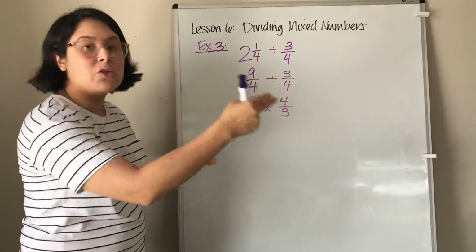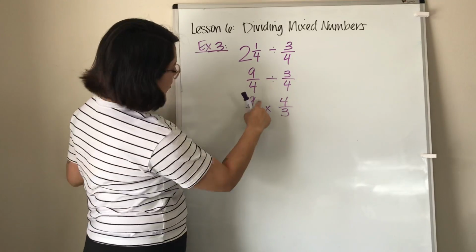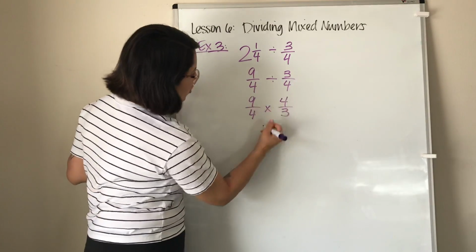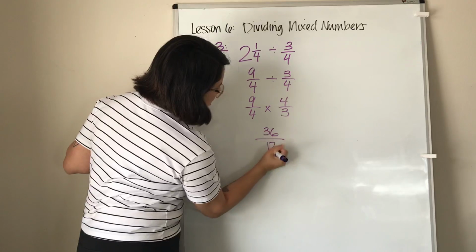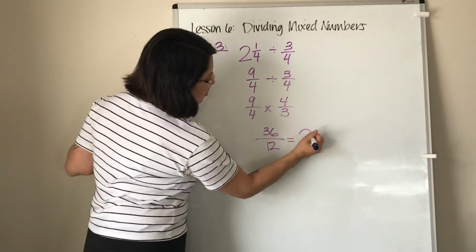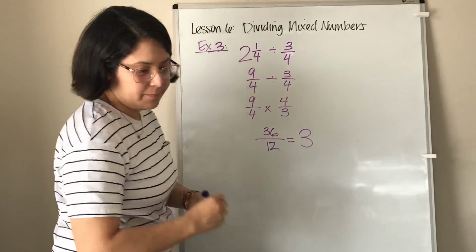Okay, I'm going to do the regular way, then I'm going to do the shortcut. Okay, this is the regular way. So now multiply. 9 times 4 is 36. 4 times 3, 12, and that is equal to 3. Okay, let me do the shortcut.